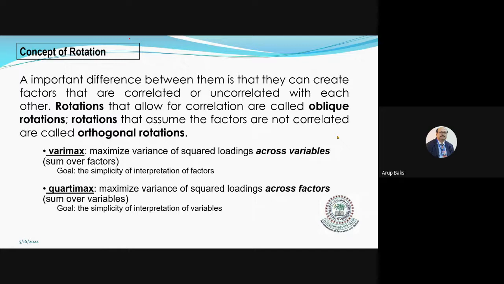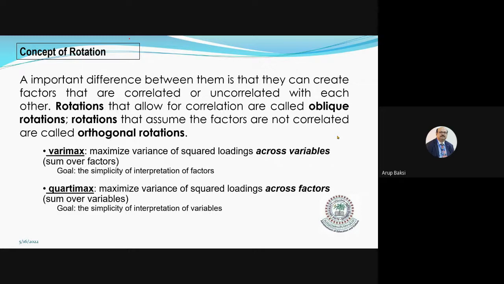So it maximizes variance of squared loadings across the variables. So sum over factor. What is the goal of this particular rotation? If we adopt the varimax rotation, the goal is the simplicity of the interpretation of the factors. Okay, so it maximizes variance of squared loadings across all the variables, across all the observed variables.